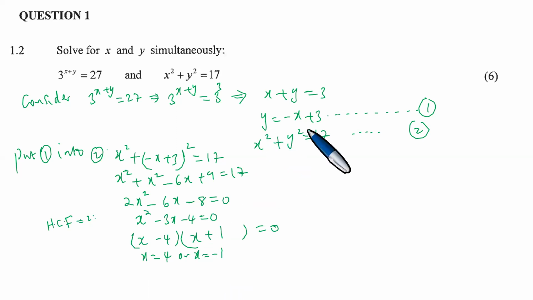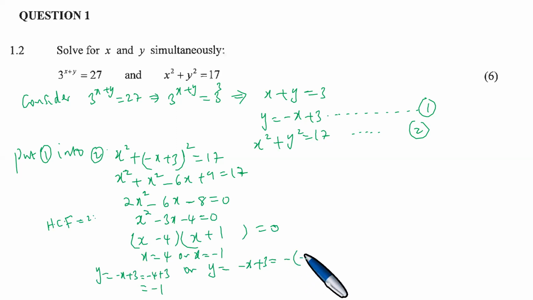Okay, but if y is minus x plus 3, using equation 1, then for x equals 4, y is minus 4 plus 3, and therefore the result is minus 1. Or for x equals minus 1, y equals minus x plus 3 from equation 1, so it's 1 plus 3, which equals 4. Okay, right, so now we have got these things. What are the solutions to this?